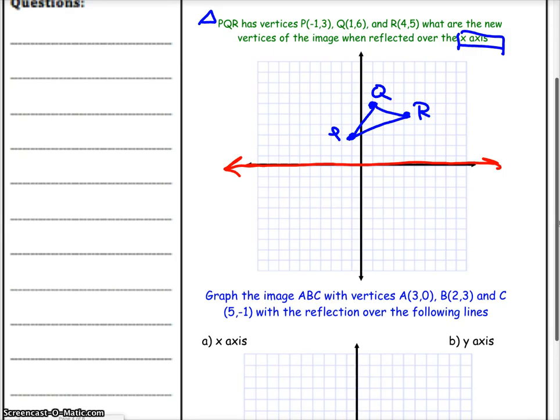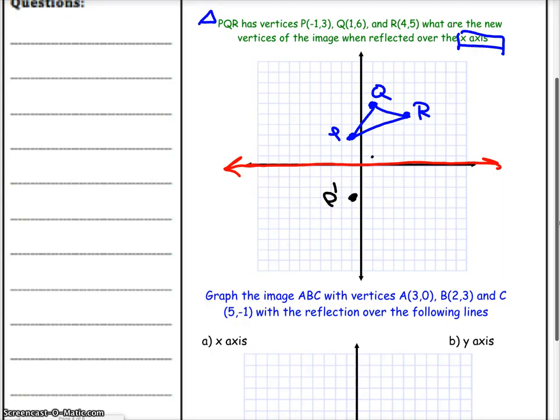Well, it looks like 1, 2, 3. So P prime is going to be 1, 2, 3 away. My new P, P prime. How far away is Q from my line of symmetry?